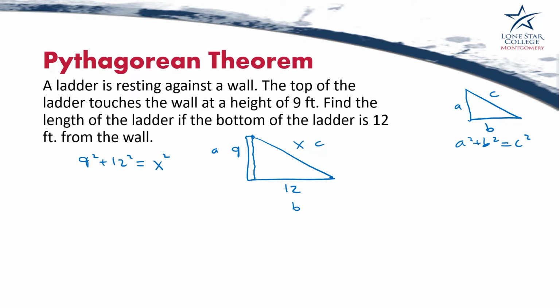So solving for X, we evaluate 81 plus 144 equals X squared. If we add them together, this would be 225 equals X squared. To solve for X, we want to take the square root of both sides to get rid of that square there. So for X, the square root of 225 is 15. So the length of the ladder is 15 feet.